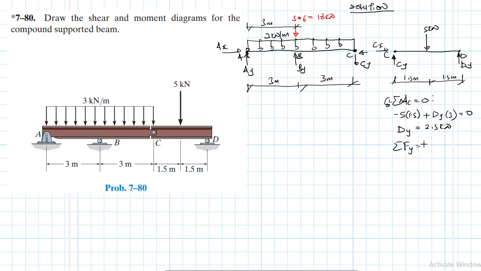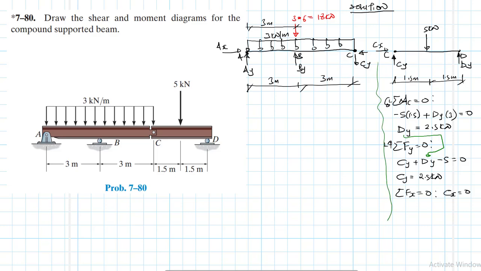Summation of forces in the y equal to 0. So we have Cy plus Dy minus 5 equal to 0. We've already calculated that Dy is 2.5. Therefore, our Cy gives us 2.5 kilonewtons. Summation of forces in the x direction, there we know that our Cx is equal to 0. So we are done with this part. Move on to the other part.